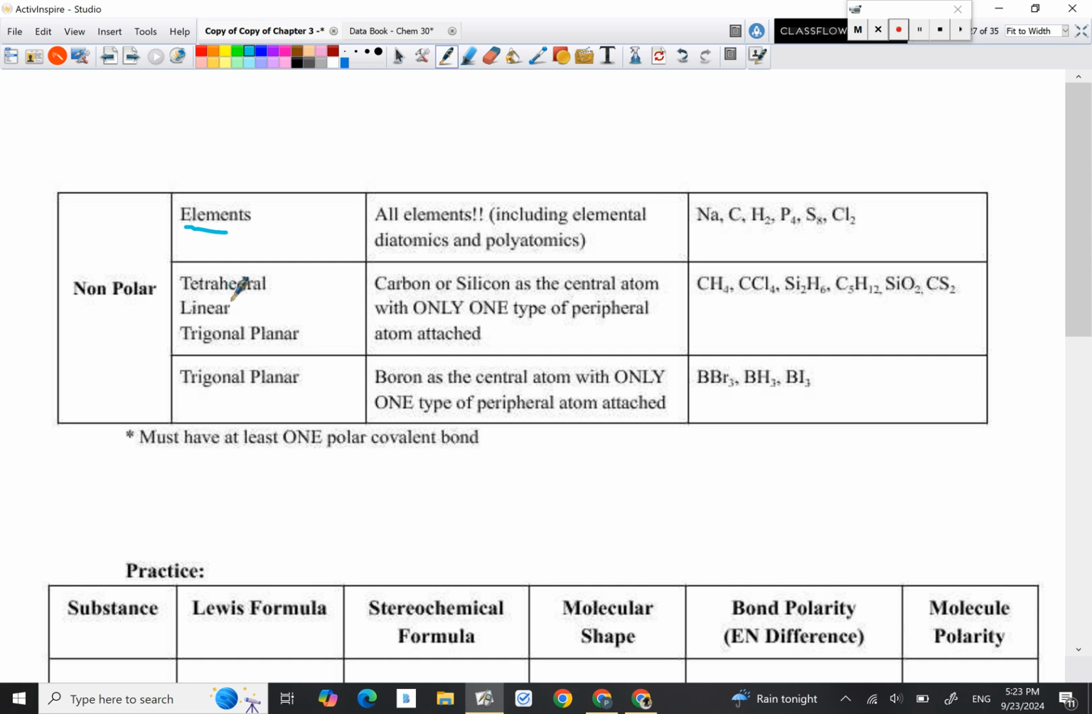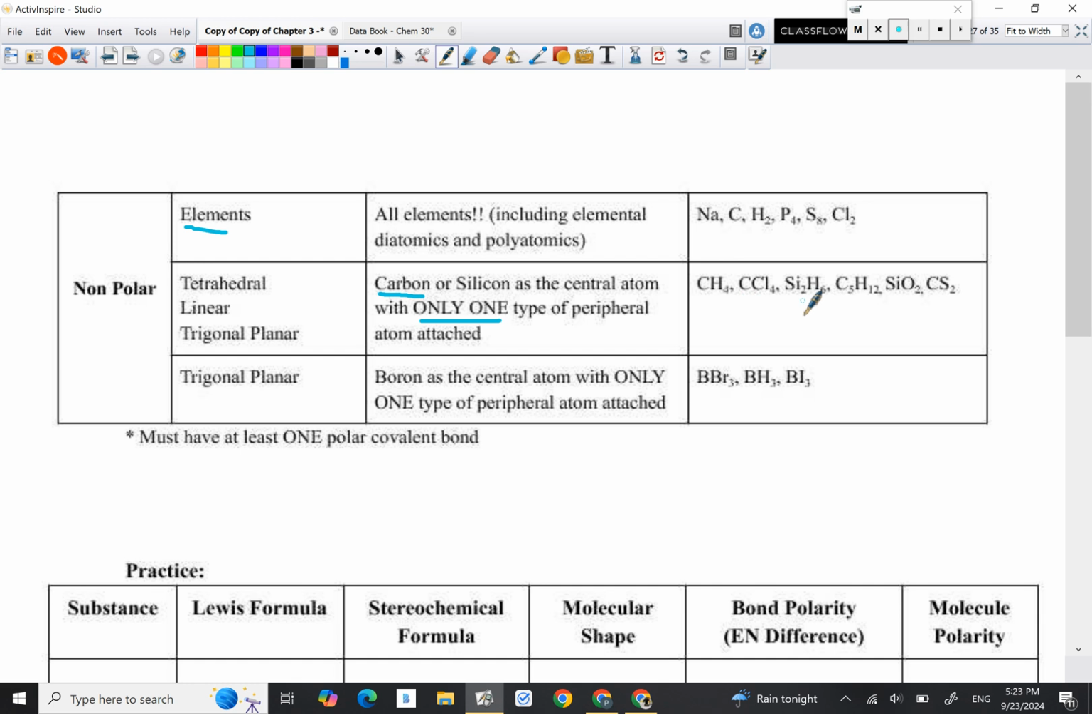They have lone pairs, so those shapes are generally polar. They just need a polar covalent bond. But for the tetrahedral, linear, and trigonal planar, this is how we can tell if we have one of these shapes and whether they're polar or non-polar. So carbon or silicon is a central atom, and only one type of peripheral atom, that's it. And look at all of our examples, same thing with the boron.